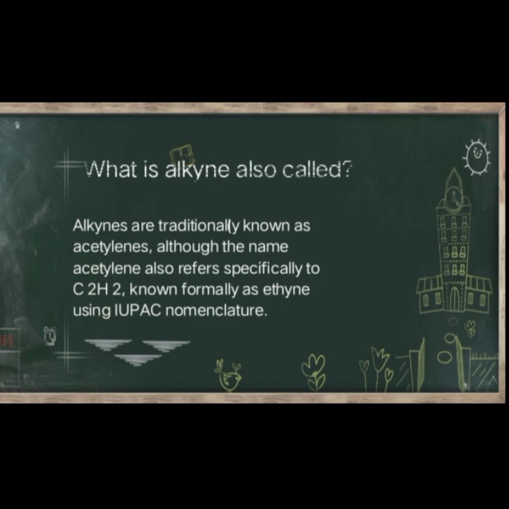Now, what are alkynes also called? Alkynes are traditionally known as acetylenes, although the name acetylene also refers specifically to C2H2, known formally as ethyne, using IUPAC nomenclature. Like other hydrocarbons, alkynes are generally hydrophobic.